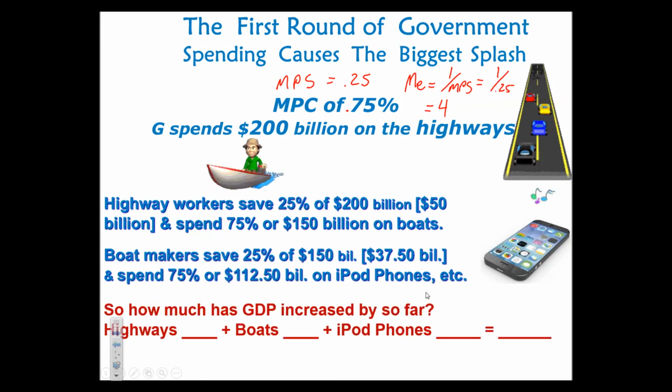Okay? So basically, just through 3 iterations of the spending, we're going to see GDP increase by 200 plus 150 plus 112.50. So what does that equal? 350, 450, 462.50. Okay? And we're not finished, by the way. The iPod phone makers now have $112 billion in income that they're going to save part of and spend part of. So it's going to continue on and on and on. Okay? Here is an example where we actually take it through all the way.